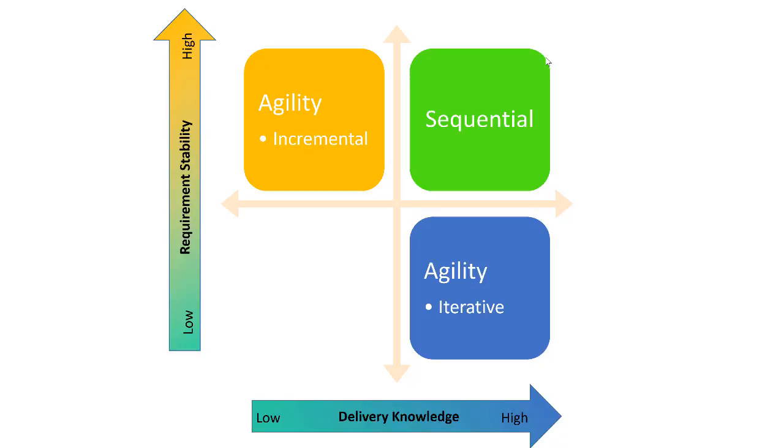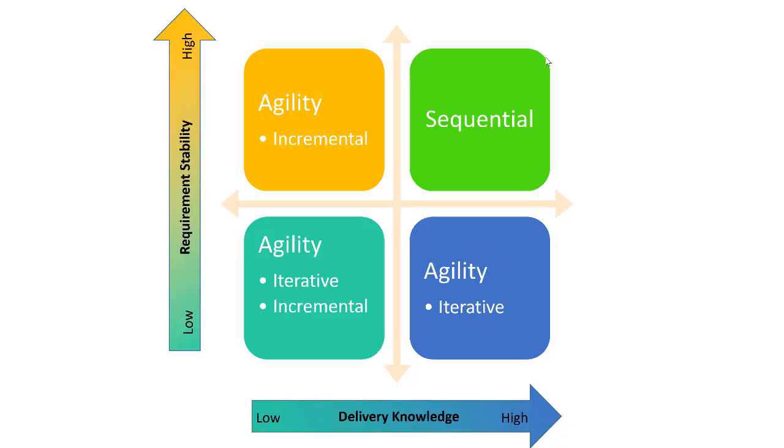And then obviously the last section is going to be iterative and incremental. When you have low requirement stability and low delivery knowledge, you absolutely need to be agile, right? That's where you need to be nimble, truly nimble, delivering quickly and iterating on what you deliver so that you're able to adapt to the changing context that you have as a business.